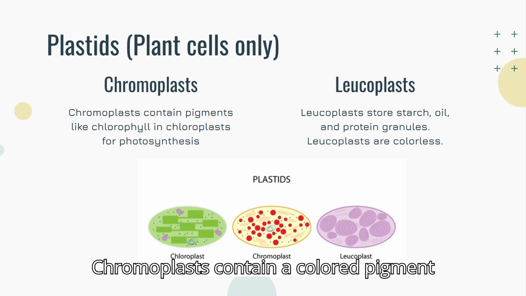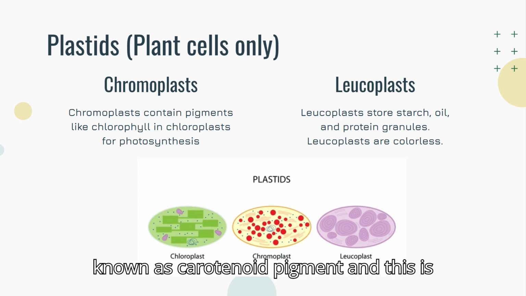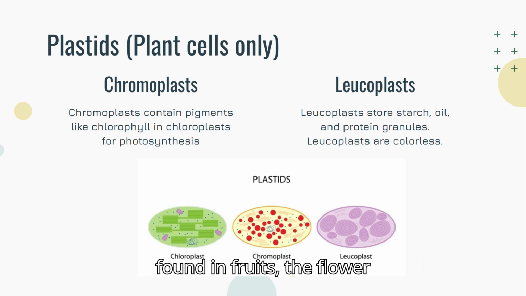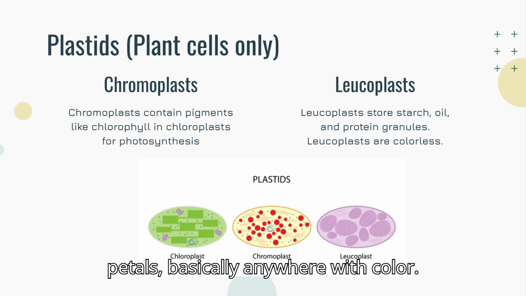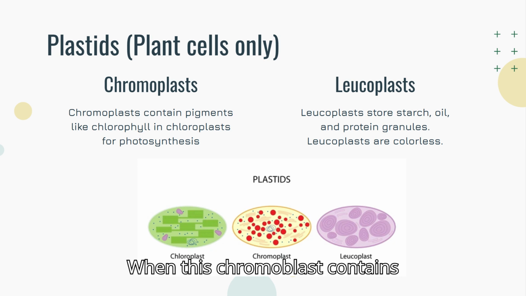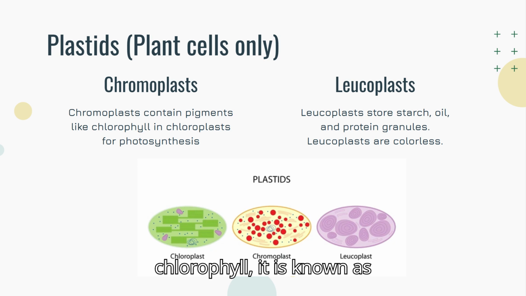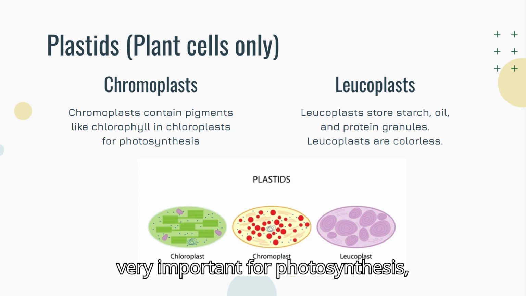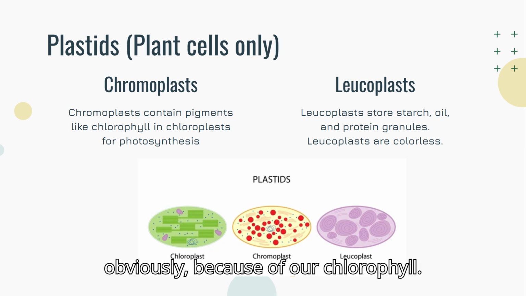chromoplasts. Chromoplasts contain a colored pigment known as carotenoid pigment, and this is found in fruits, the flower petals, basically anywhere with color. Now, when this chromoplast contains chlorophyll, it is known as chloroplast. These chloroplasts are very important for photosynthesis, obviously, because of our chlorophyll.